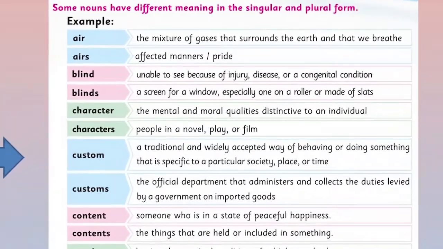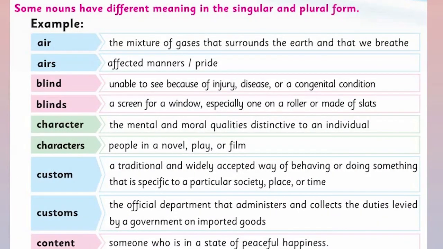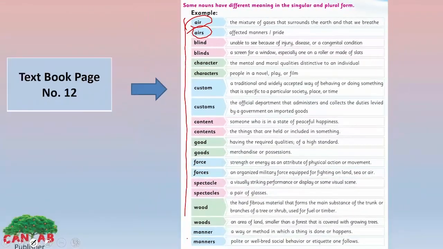Look at page number 12. Some nouns have different meanings in the singular and plural form. Like air, its meaning is the mixture of gases that surrounds the earth and that we breathe. Airs: affected manners, pride. We have different nouns here which have different meanings in singular form and in plural form. Dear students, I want you to read these singular and plural forms of different meanings and understand them.